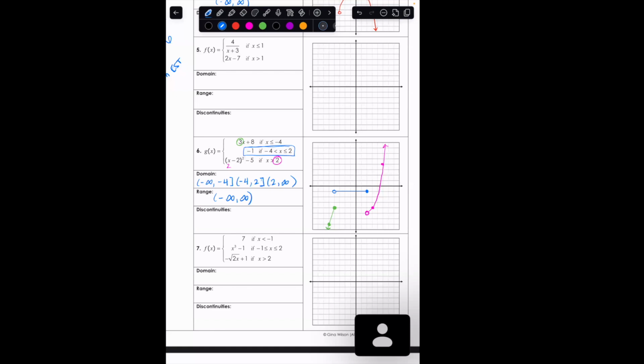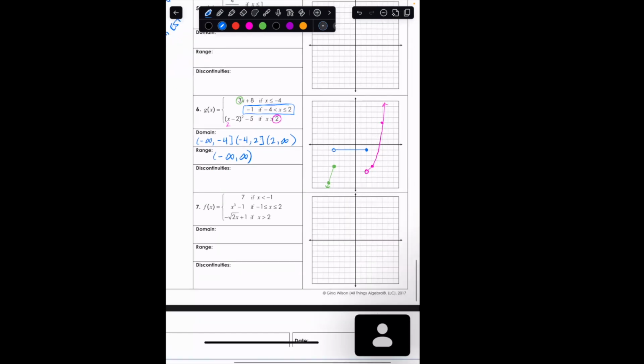And then this one, I'm going to have 2 discontinuities here. So both of them are jumps. So jump discontinuity at x equals -4, x equals 2.